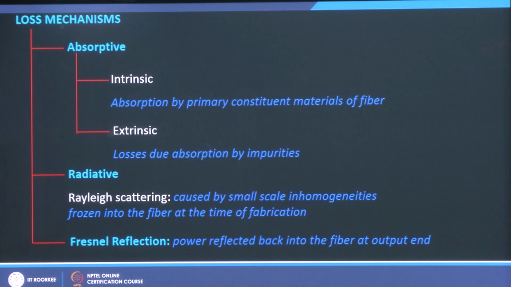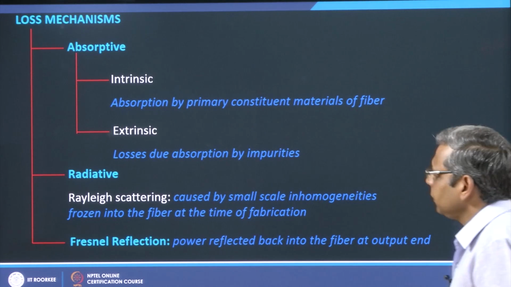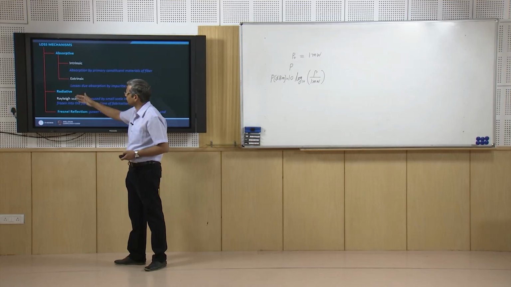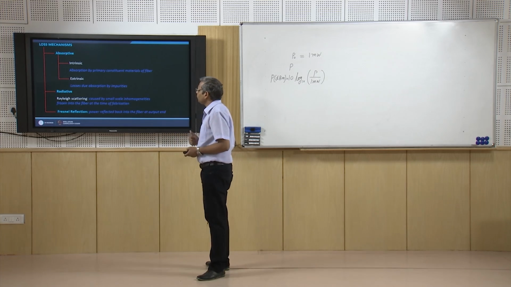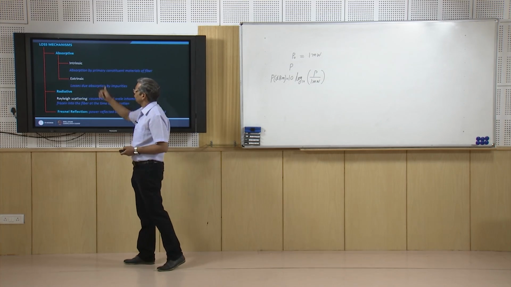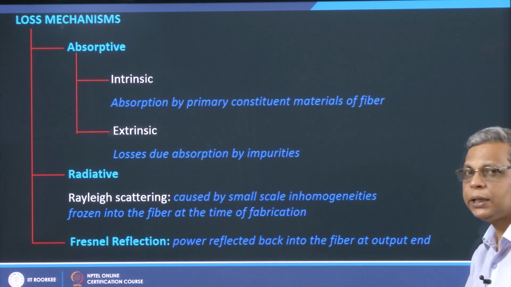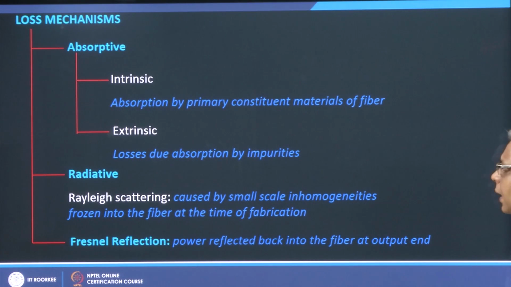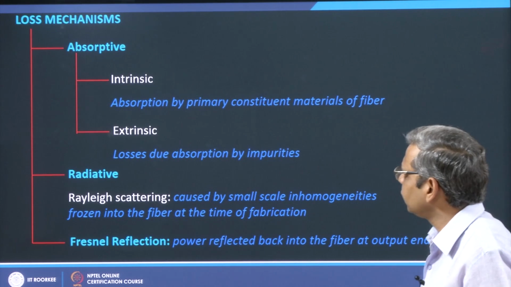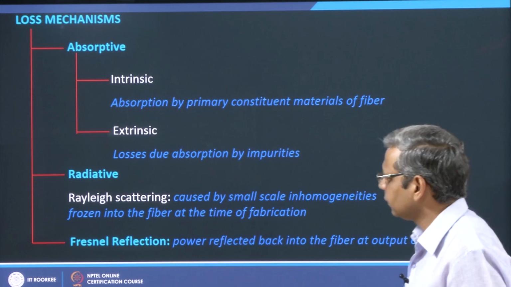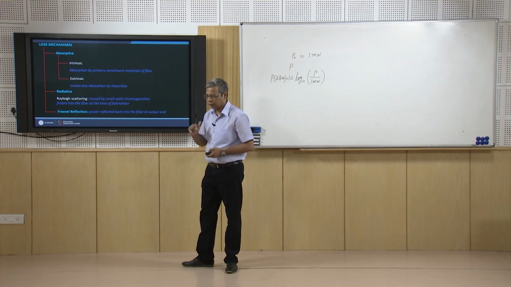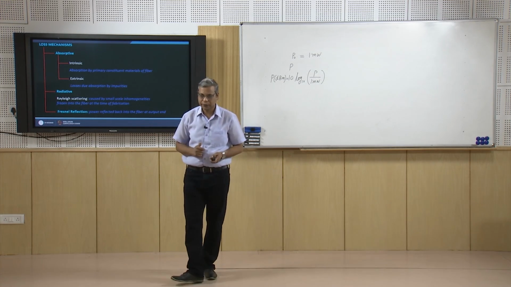Now what are the loss mechanisms in an optical fiber? What causes loss? There are various mechanisms. I can divide them broadly into three. One is absorptive, another is radiative, and yet another is Fresnel reflection. In absorptive loss mechanisms, I divide it into two: intrinsic, which is the absorption by primary constituent materials of the fiber, and extrinsic, which is the losses due to absorption by impurities. In radiative, it is primarily Rayleigh scattering, and then we have Fresnel reflection, which is caused by index contrast at the output end of the fiber.